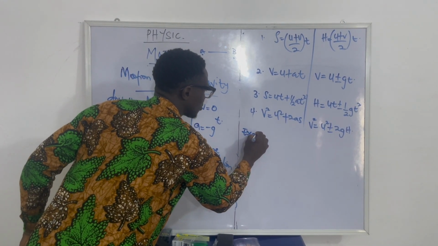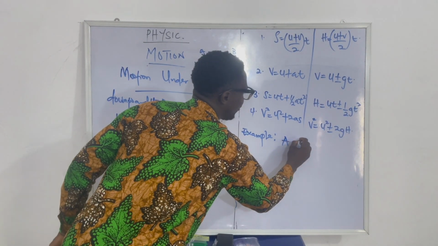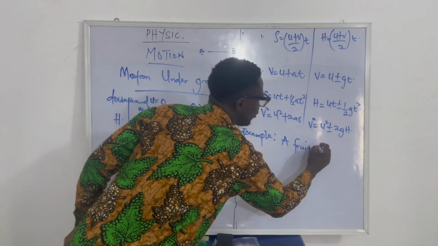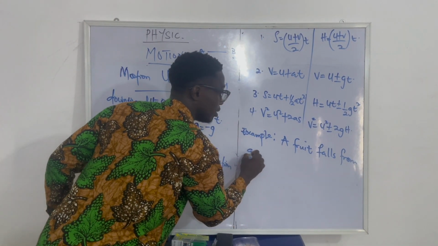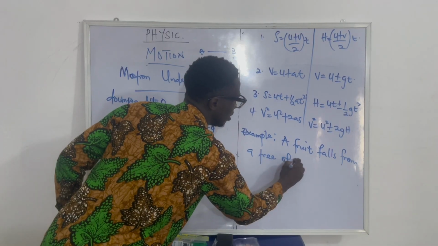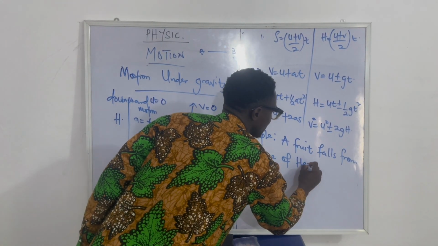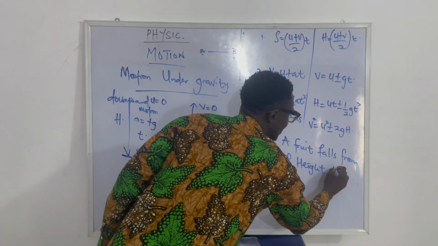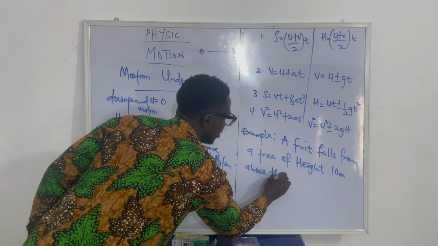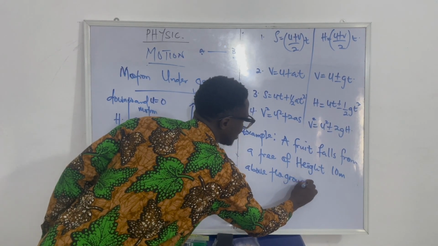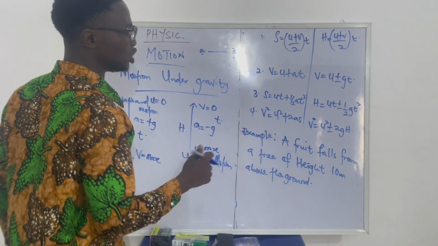So we can play with some numbers. Example: a fruit falls from a tree of height 10 meters above the ground. That's the final thing you'll be given.